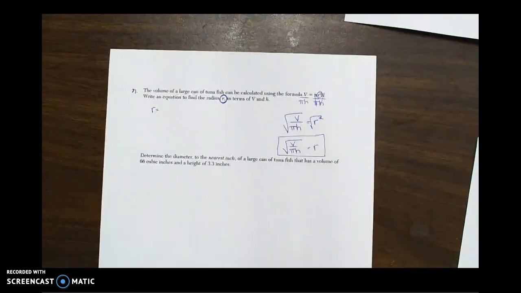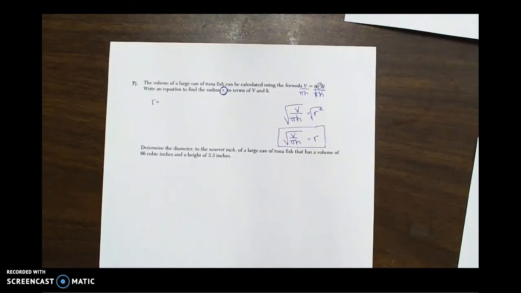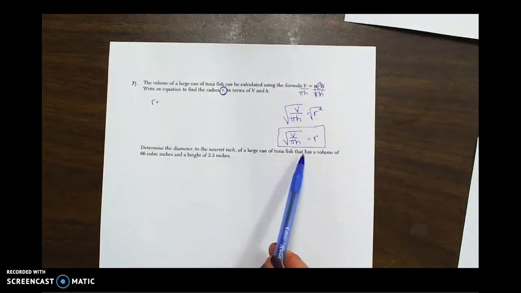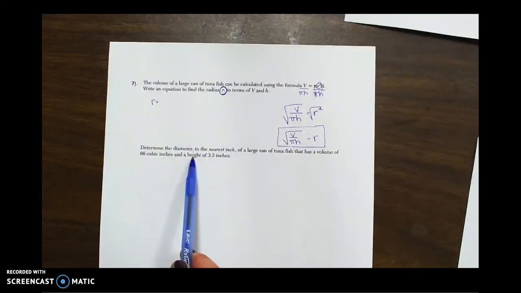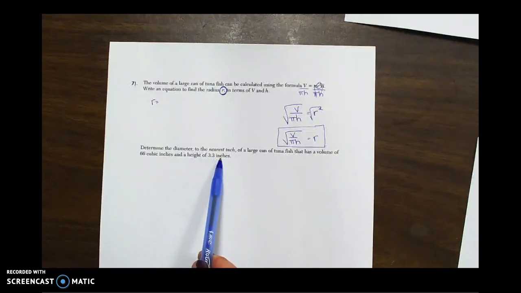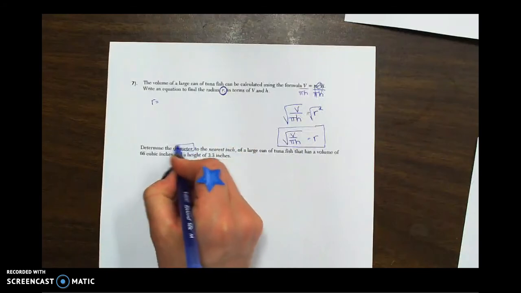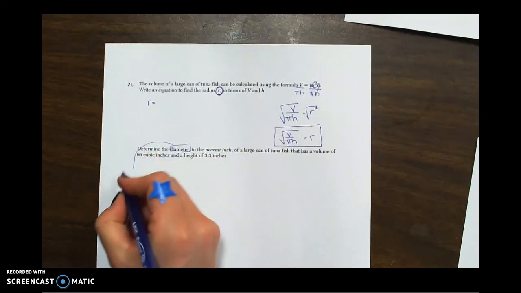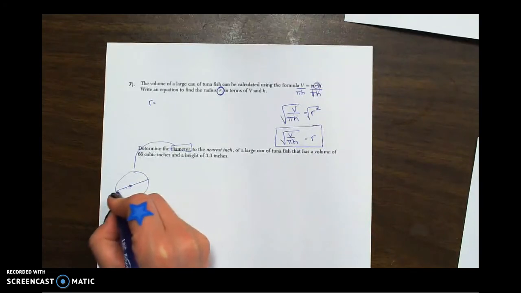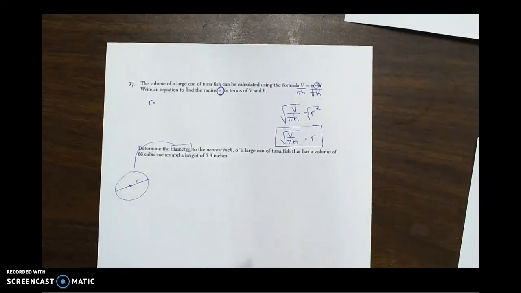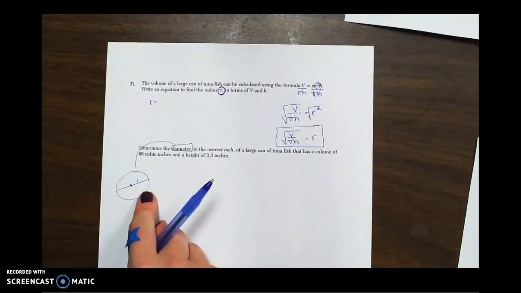All right, so let's take a look now at the second part of this question. Determine the diameter to the nearest inch of a large can of tuna fish that has a volume of 66 cubic inches and a height of 3.3 inches. Remember, the diameter is going to be all the way across the circle. Remember, the radius is just half of the diameter.